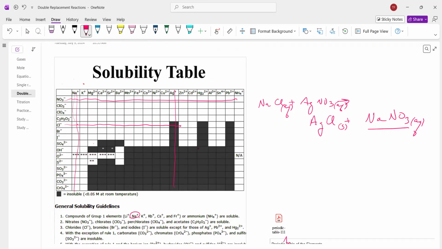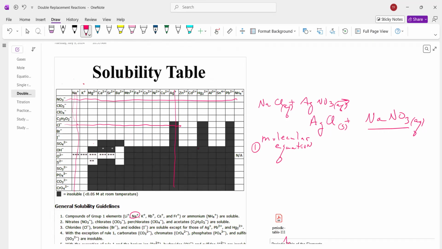Okay, so when you're doing double replacement reactions, the first thing is to figure out what's going on. That's what we just did, using the table or the rules. The next thing is, if something happens, you have to write something down called a net ionic equation. So this is called the molecular equation. That's the first thing to do.